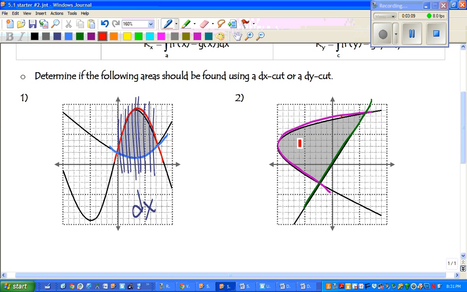In this case, it's going to be a dy cut. And we can check that by doing horizontal lines. Right? Horizontal lines here go through the green graph on the right, purple one on the left. So the green graph is always to the right in that area. So this is a dy cut. Remember, that just means we're using little horizontal rectangles with a thickness of dy to find the area. But we're using the shortcut with integrals instead of the limit of the sum.